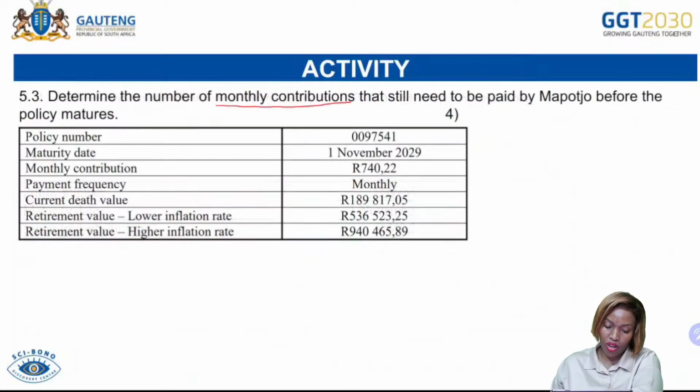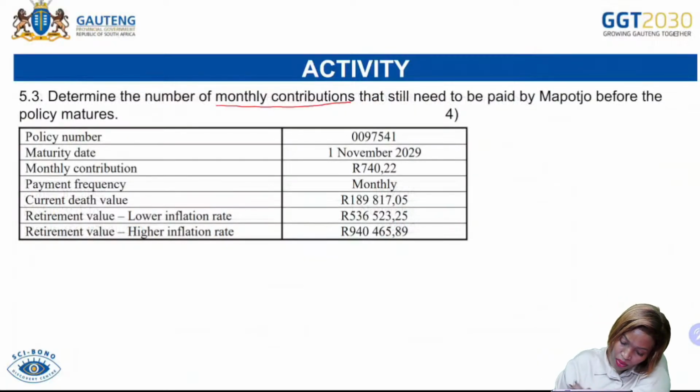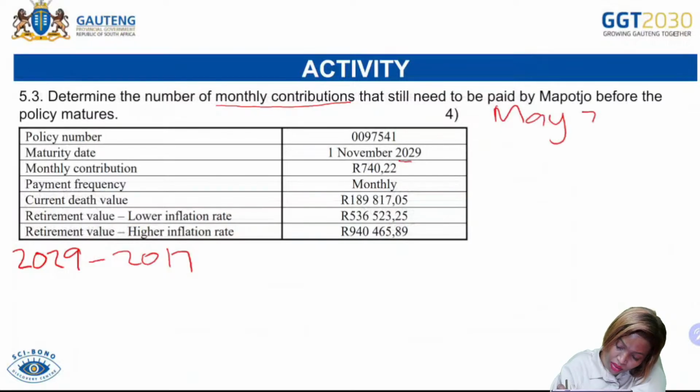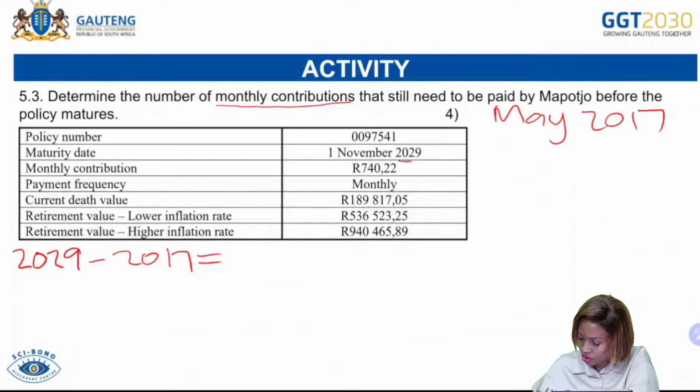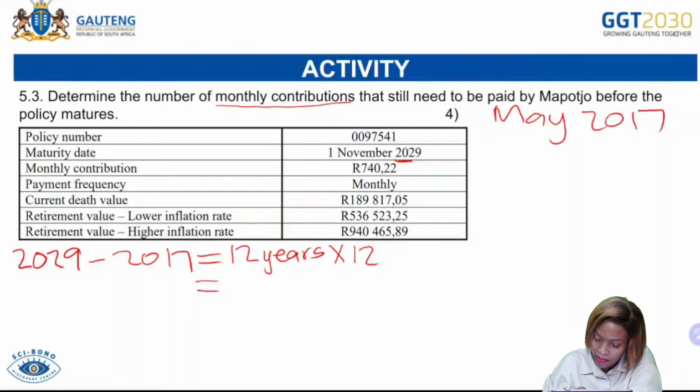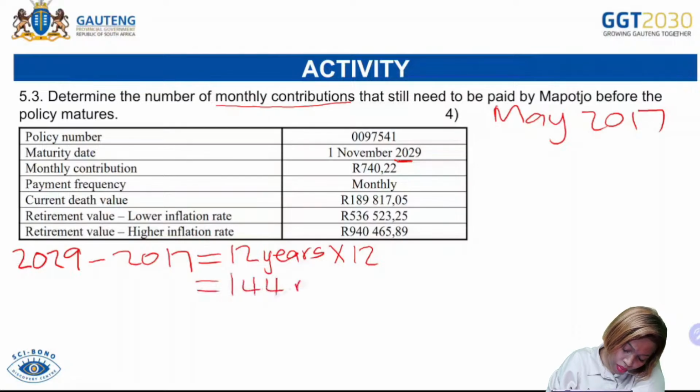So let's go to our question and see. So we will say, okay, from 2029, this one, to 2017. Remember, it was May 2017. I want the number of years there. So we'll say 2029. 2029 is the maturity value. Minus 2017. I have 12 years. But the question wants months, right? So 12 years times it by 12 because we want the number of months. It is 144 months.